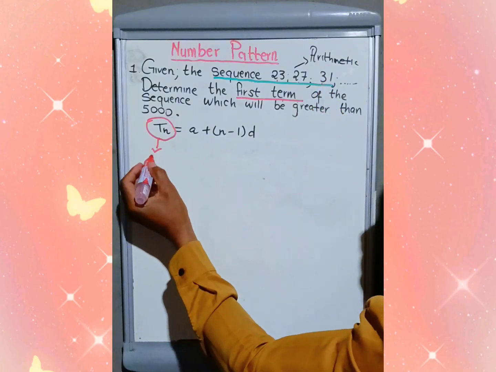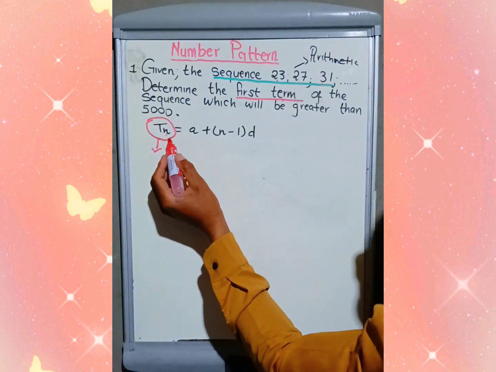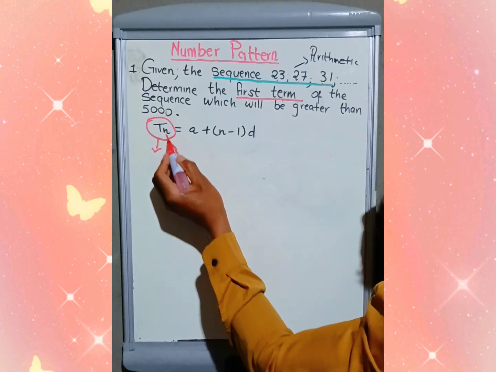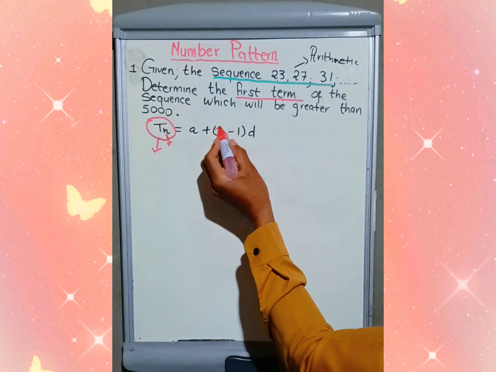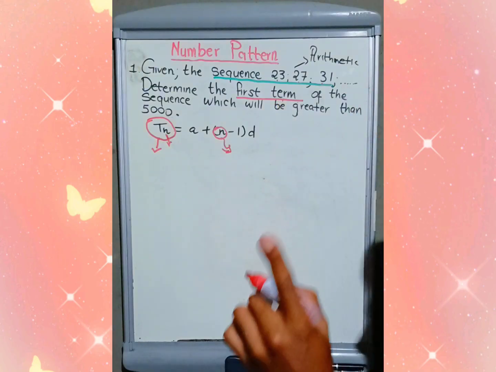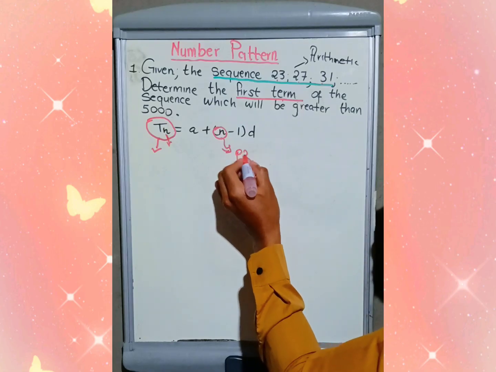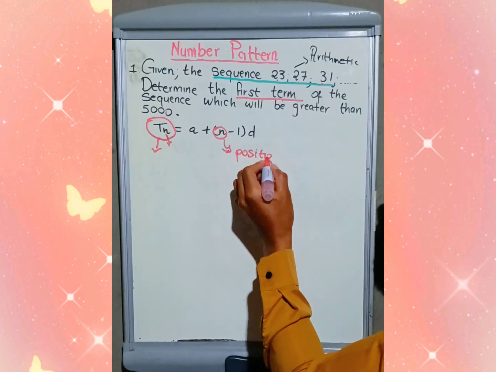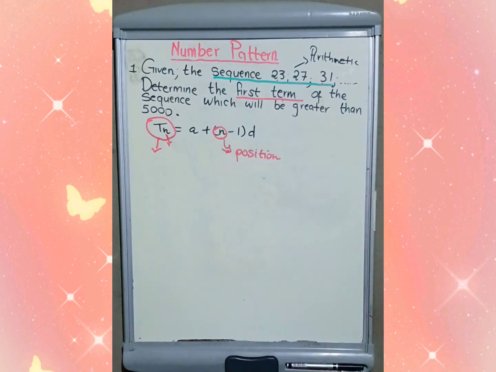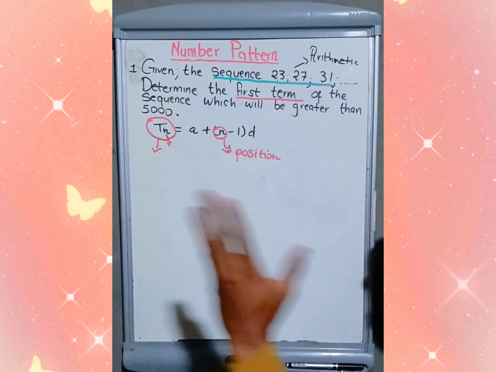Therefore, a term is whereby we look at Tn, but Tn depends on the position. Do you see that Tn needs the value of n? That's why we normally say that if they are asking for the term, we always start by calculating the position. The position is always the value of n, and the position must always be positive, and must always be a natural number, a whole number.